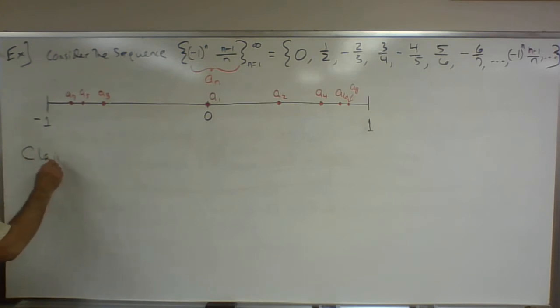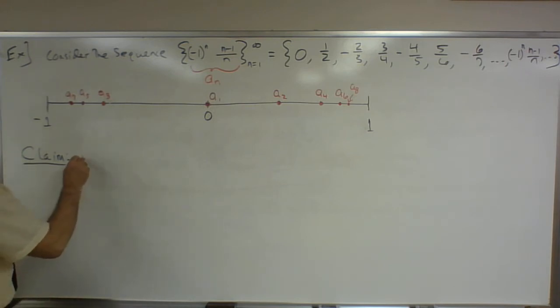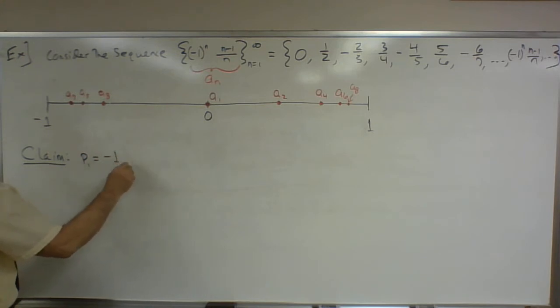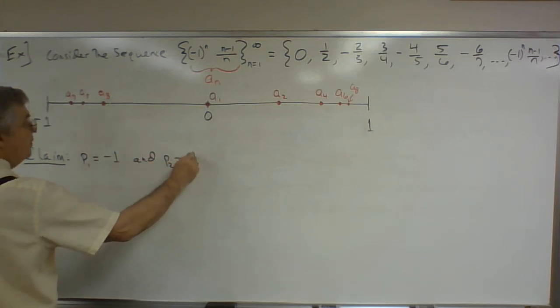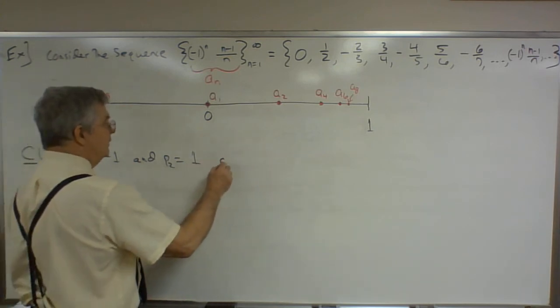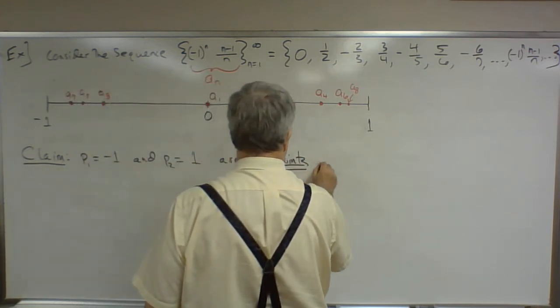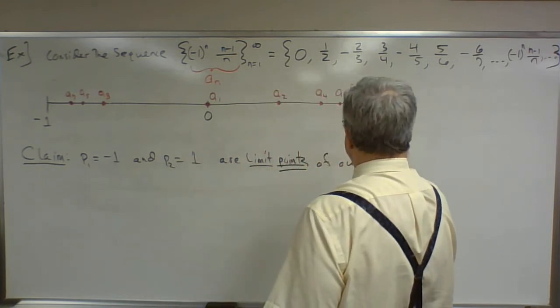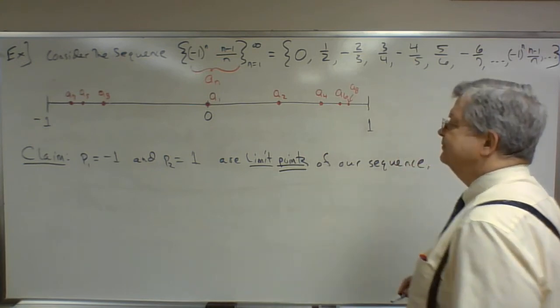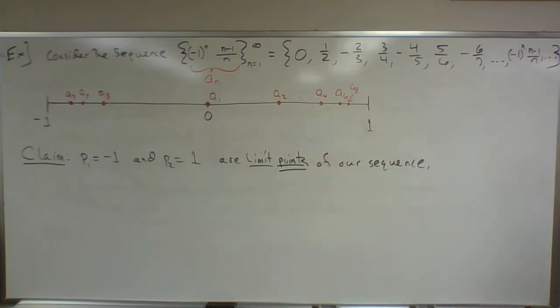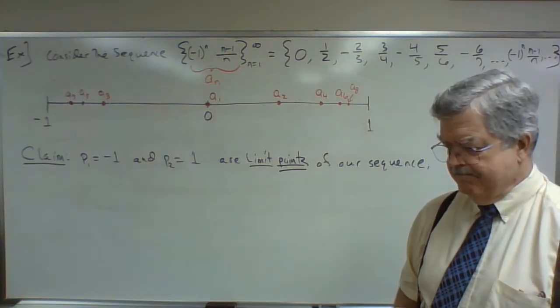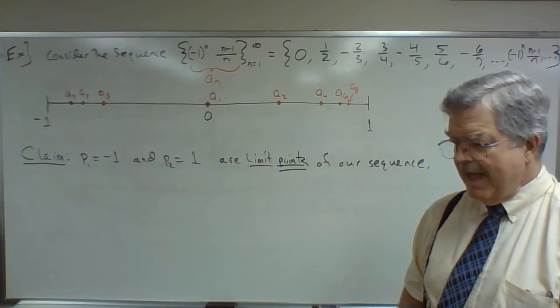I will claim that P1 equals negative 1 and P2 equals 1 are limit points of our sequence. Now let's see. How would we prove that?